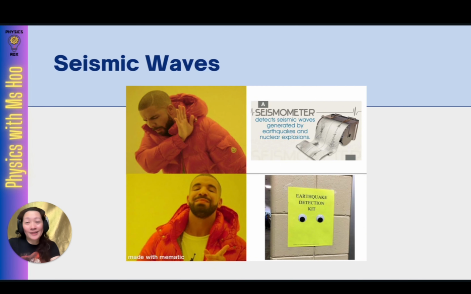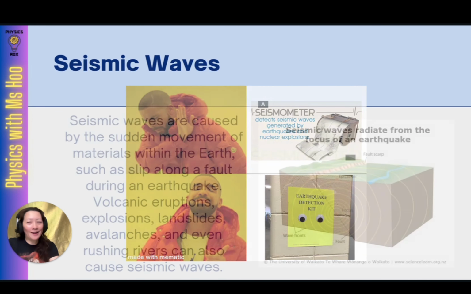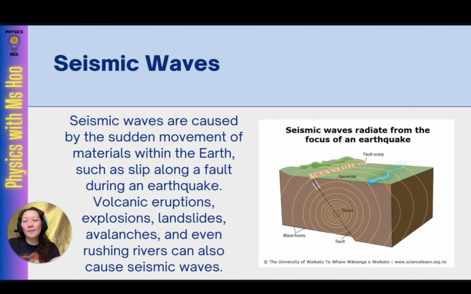So now let's go into the serious discussion. What really are seismic waves? So seismic waves are caused by the sudden movement of materials within the earth, such as slip along a fault during an earthquake. Volcanic eruptions, explosions, landslides, avalanches, and even rushing rivers can also cause seismic waves. So basically, seismic waves are caused by the movement of the earth.